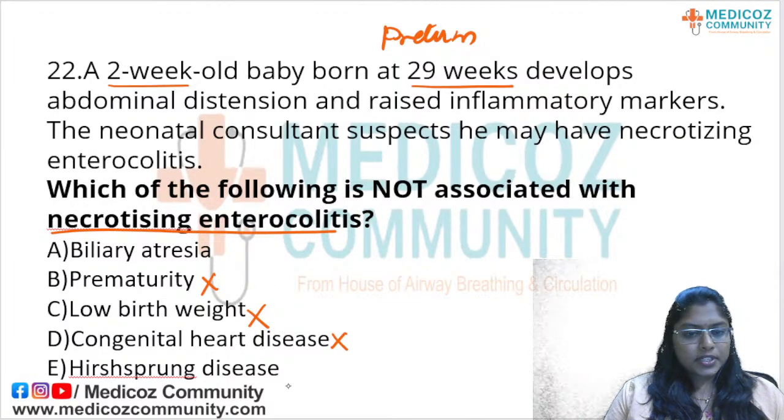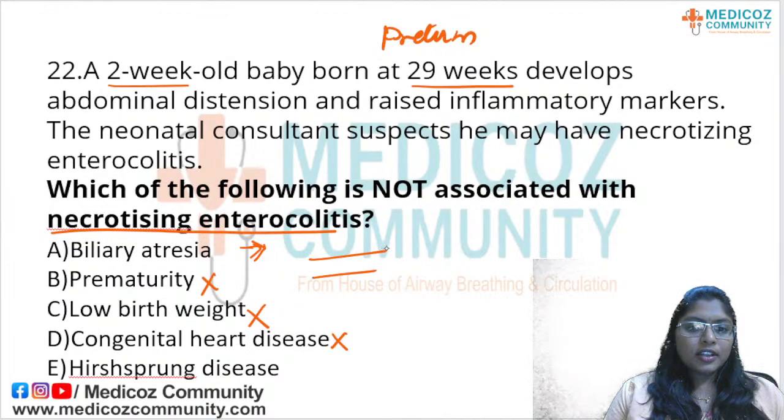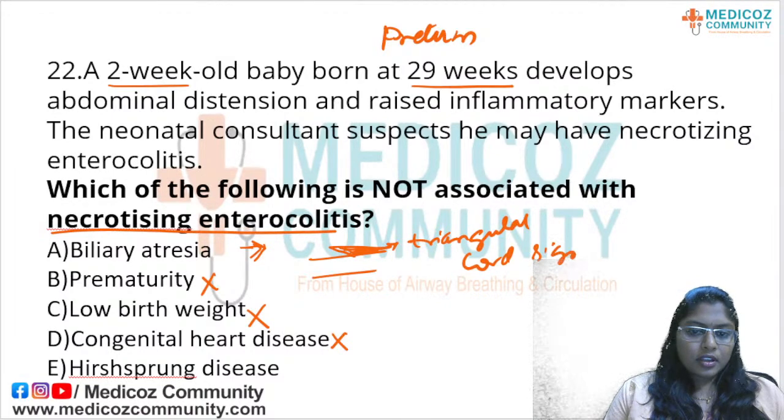Biliary atresia and Hirschsprung's disease. So, biliary atresia, what happens in biliary atresia? Radiologically speaking, there will be a triangular cord sign just anterior to the portal vein, because there are no biliary radicals. So somewhere it is associated with the bowel. So let us keep it as an option, keep it open, and let us see about Hirschsprung's disease first.